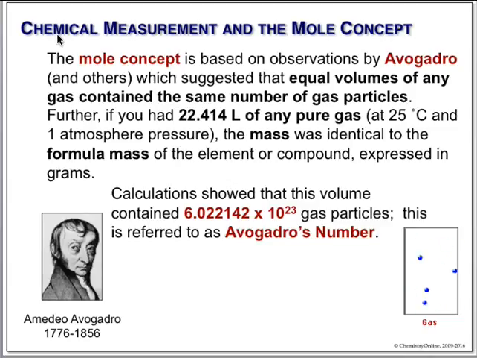Further, if you took 22.4 liters of any pure gas, the mass of that gas, the 22.4 liters of it, was identical with the formula mass of whatever your gas was. So CO2, the formula weight is 44 grams. If you have 22.4 liters of CO2, it weighs 44 grams. Amazing concept. This number, 6.02 times 10 to the 23rd, is Avogadro's number. And in your 22.4 liters, this is how many gas particles you have.